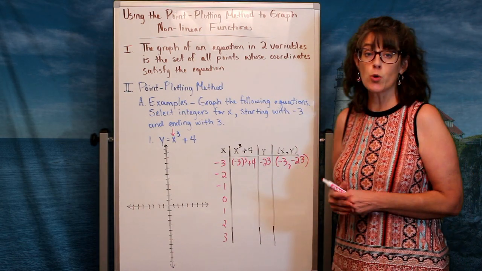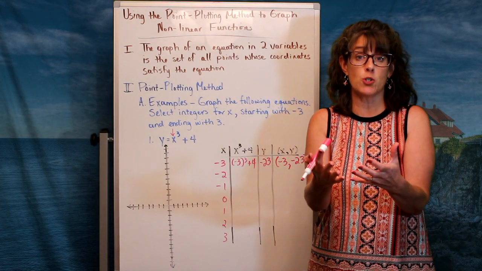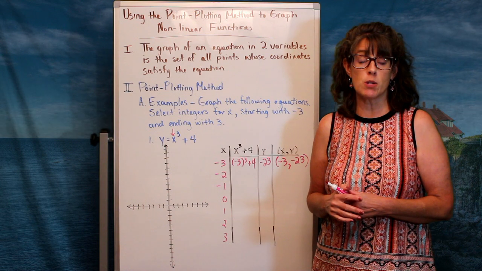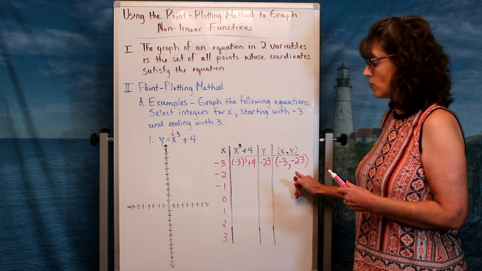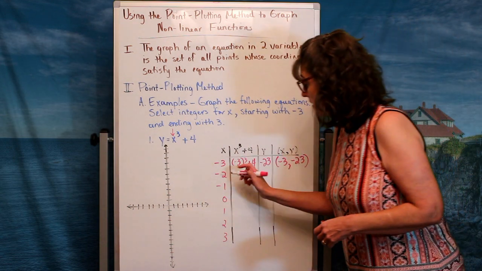And that's what this ordered pair is communicating to us. This is the relationship that has been established. When x is a -3, y is a -23. So let's test it out with the -2.